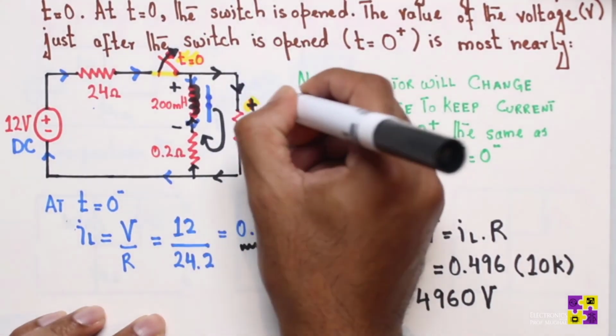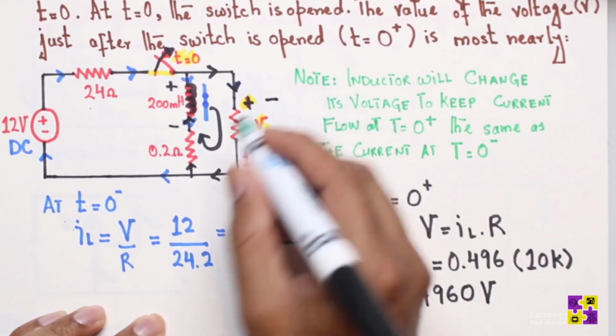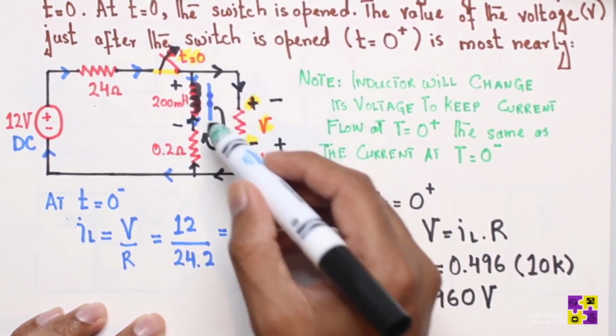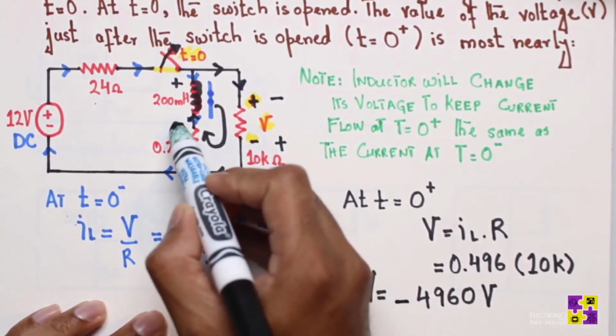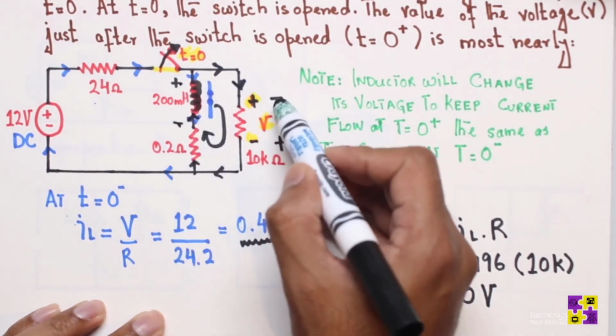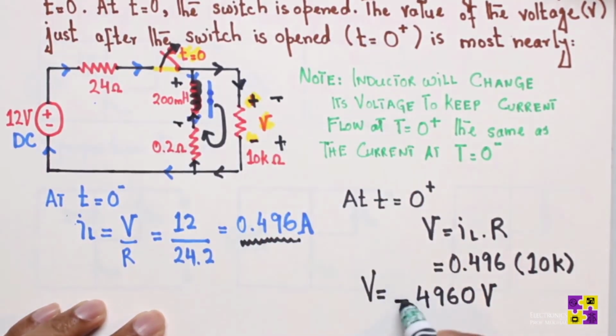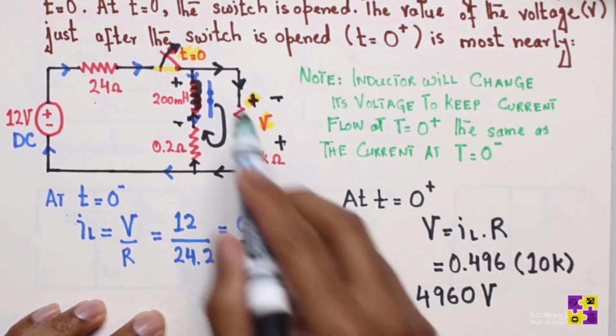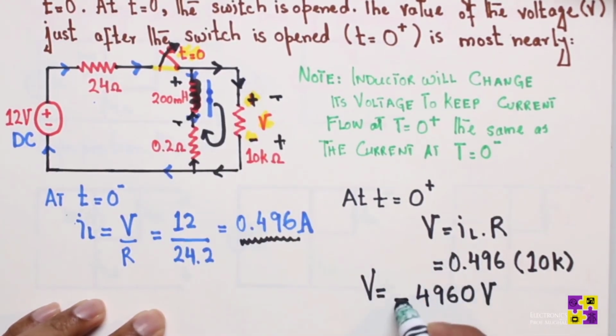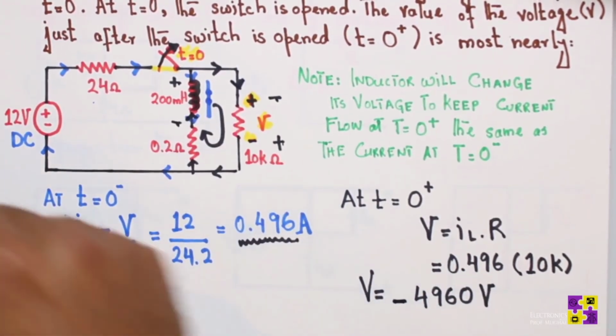If this was negative and this was positive, and we look at the loop going in a clockwise direction, we go negative to positive, then we would have it in positive. But because there is a polarity mismatch, there's going to be a negative sign. Remember that, this is very important.